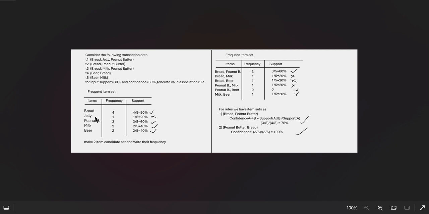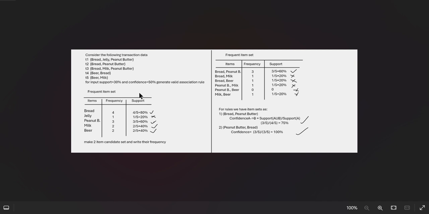Jelly, how many jellies are here? Only 1. Peanut butter: 1, 2, 3. Milk and beer: how much milk? 1, 2. And beer, 1, 2. So this is how we have calculated the frequency, the number of times these items are occurring in this transaction data. So these are the items, and these are the number of frequencies they are occurring in this table.